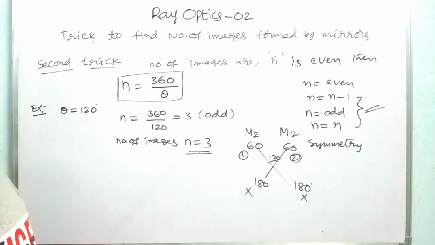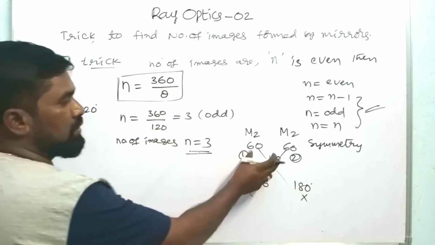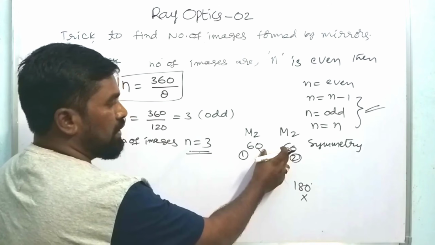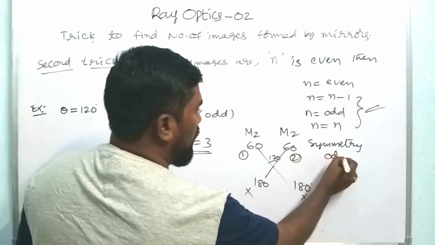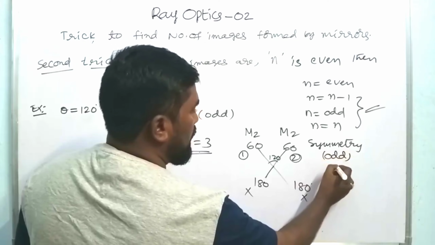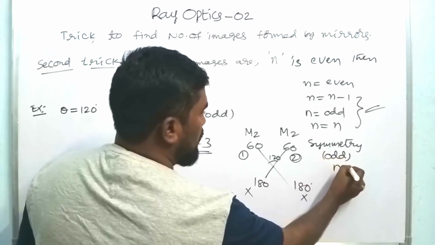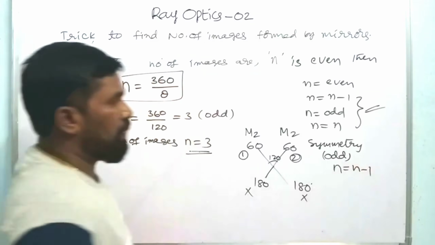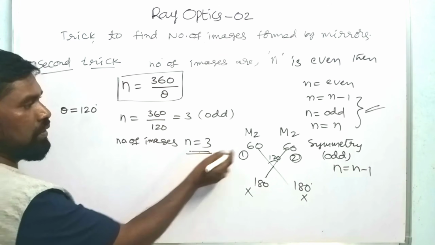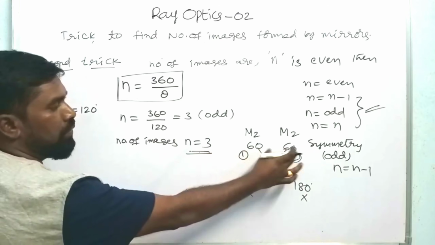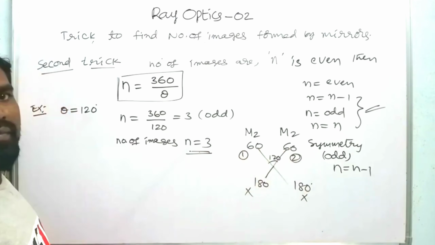Okay, if two mirrors are arranged in symmetry, then the number of images, if n is an odd number, is n minus 1. అంటే ఆడ్ నెంబర్ వచ్చినప్పుడు రెండు సిమెట్రీలో అరేంజ్ చేసి ఉంటే నంబర్ ఆఫ్ ఇమేజెస్ n మైనస్ 1 అవుతాయి.